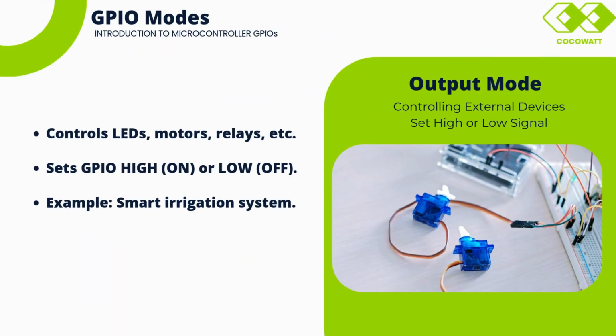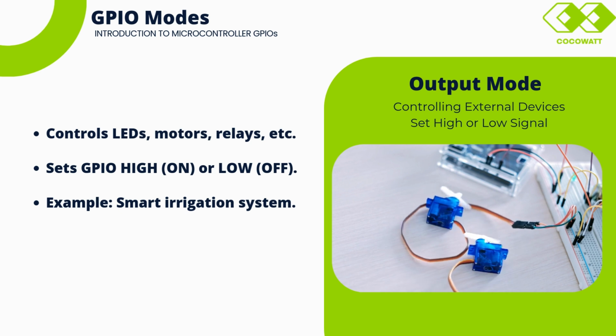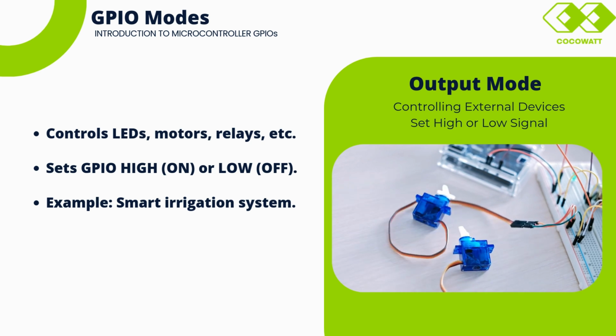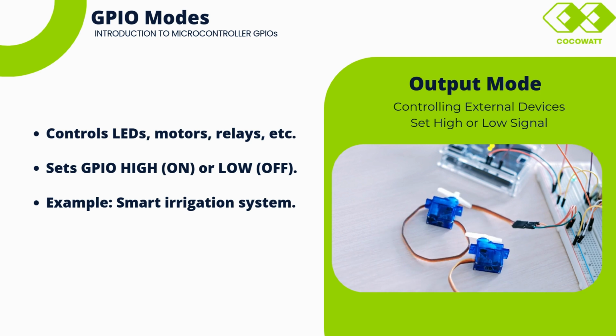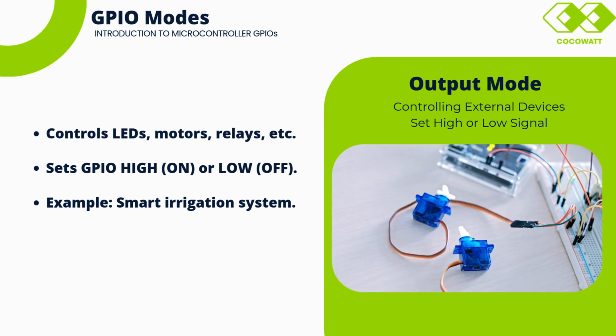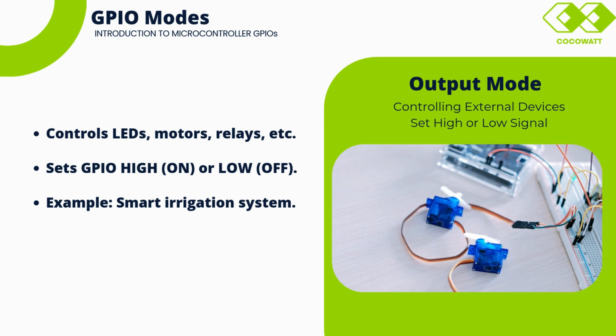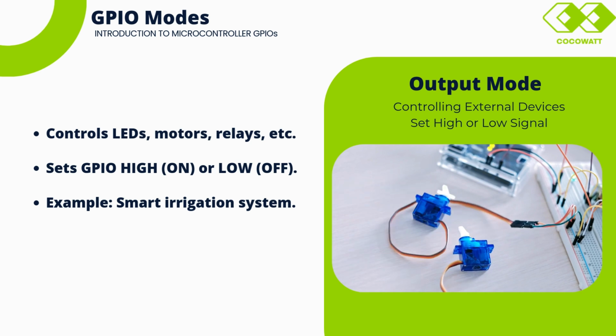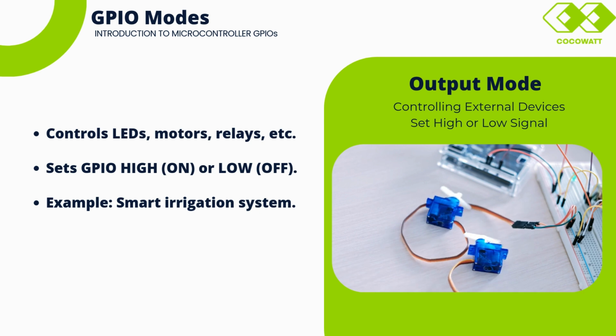In output mode, the GPIO pin is used to control external devices like LEDs, motors, buzzers or relays. The microcontroller can set the GPIO pin high to turn on the device or low to turn off the device. Let's say you are designing a smart irrigation system. You want to control a water pump using a GPIO pin configured as an output. When the soil moisture sensor detects dry soil, the microcontroller sets the GPIO high, turning on the pump. Once the soil is sufficiently moist, the GPIO is set to low, turning off the pump.